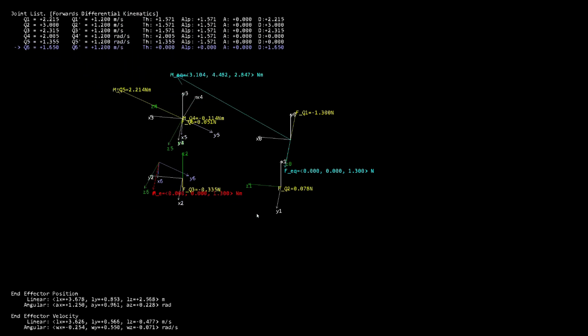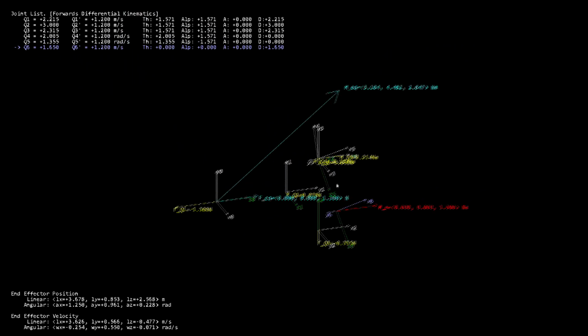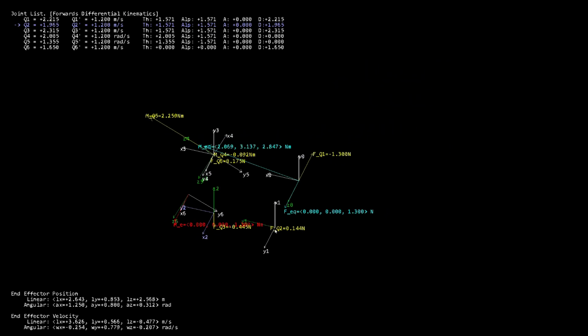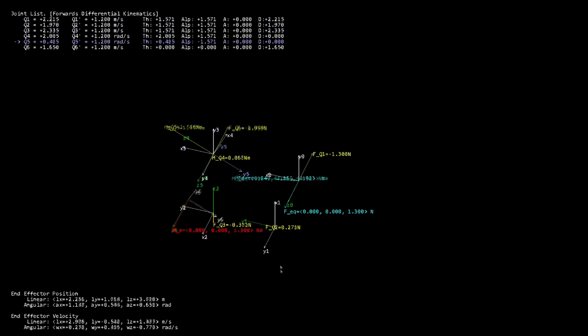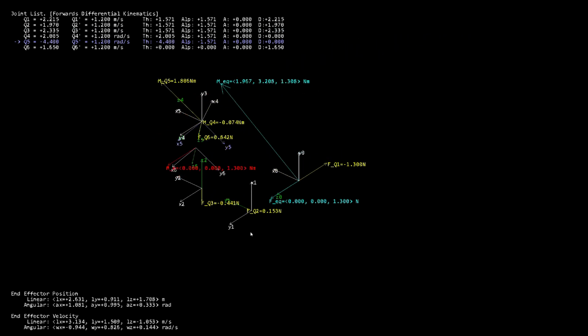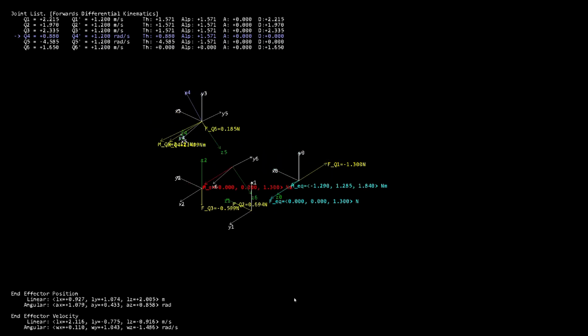My simulator can analyze for any kinematic chain the following: forward kinematics, forward differential kinematics, inverse differential kinematics, and the end effector and joint reaction statics. Let's take a look at each of these features one by one.